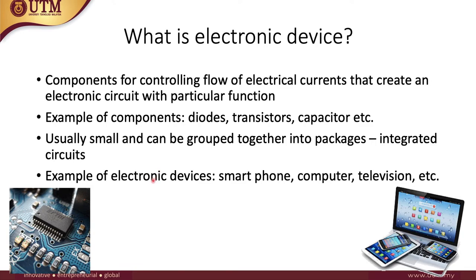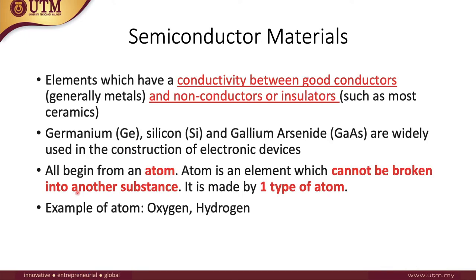So there are lots of examples of electronic devices. Here are some of the examples. For example, your smartphone. Now everyone has used a smartphone, computer, laptop, or television. All of those are electronic devices. Inside them, they have electronic components. Most electronic components are made of semiconductor. So we're going to look at what semiconductor materials are.